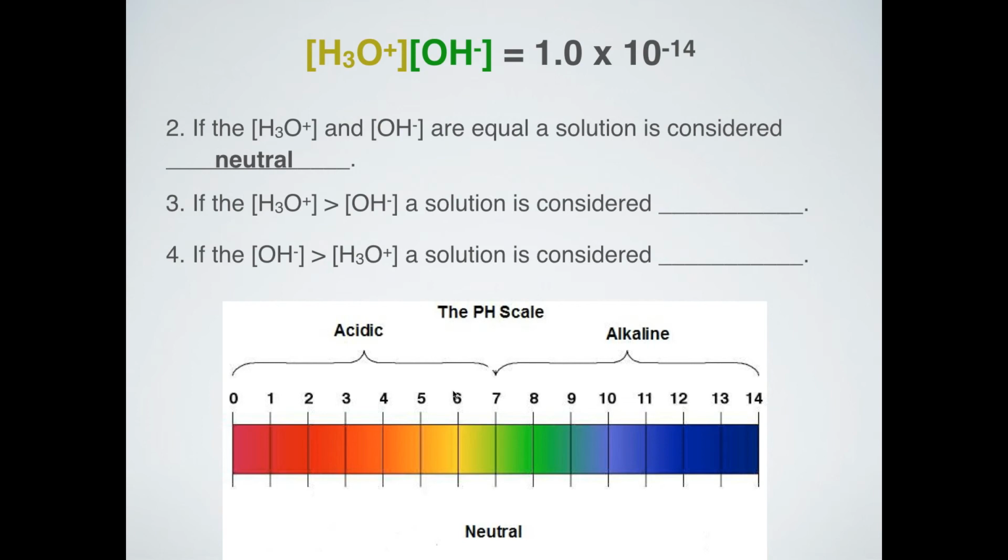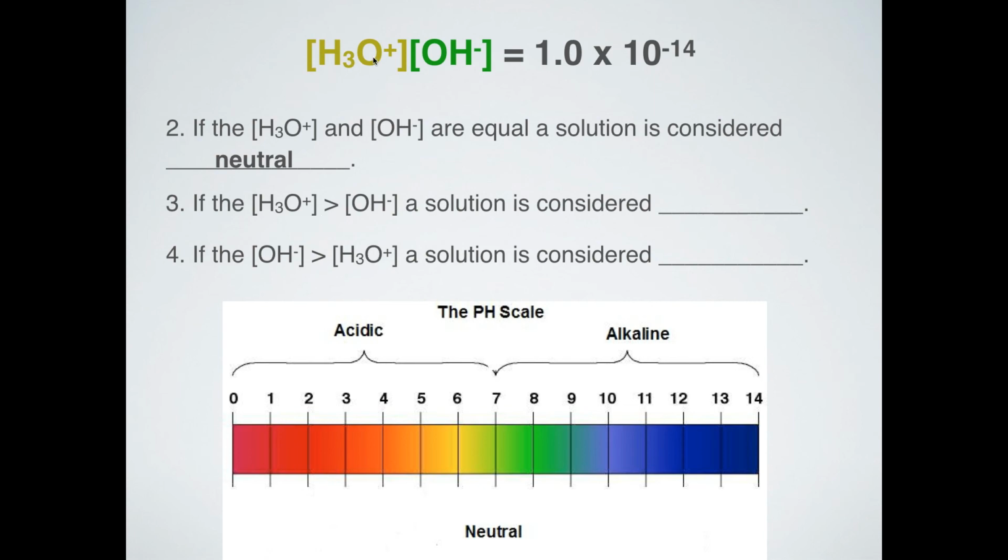Because remember, the pH scale has a neutrality of 7. And so if you have 1 times 10 to the negative 7, times 1 times 10 to the negative 7, you get this. And that's what makes water neutral, because you have the same amount of this stuff and the same amount of that stuff. What if they're not in balance though? Because that's the only way they're balanced, if you have exactly that amount. So what if they're not in balance?